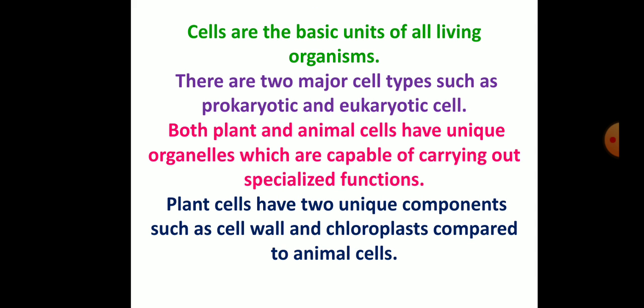Cells are the basic units of all organisms. There are two major cell types such as prokaryotic and eukaryotic cell. Both plant and animal cells have unique organelles which are capable of carrying out specialized functions. Plant cells have two unique components such as cell wall and chloroplast compared to animal cells.